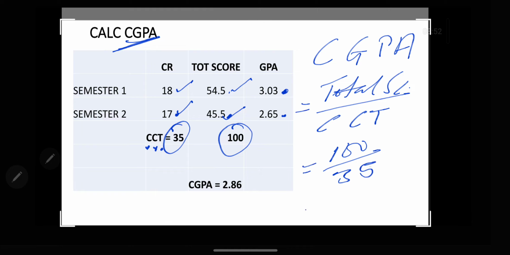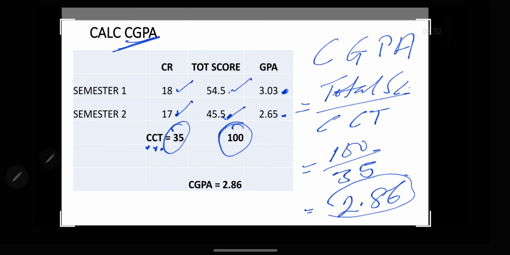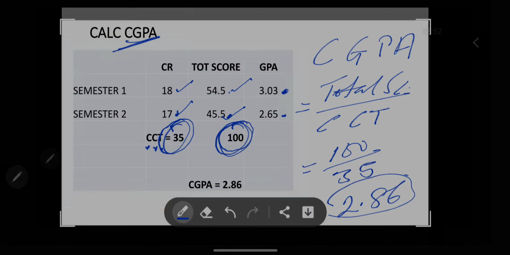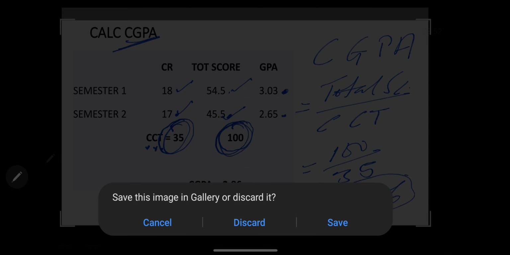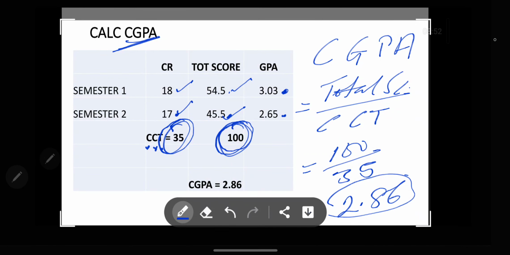Now the answer is going to be 2.86. This is going to be the CGPA at the end of the first year. Note the figures we are using, and not the GPAs for the 2 semesters. Now let me move on to teach you how you find the CGPA at the end of your 6th semester. How you find your CGPA at the end of your 6th semester. We move there very soon.